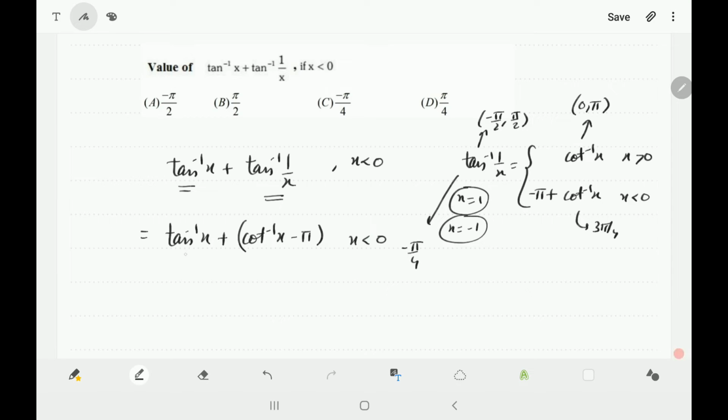Now we already know that tan inverse x plus cot inverse x is pi by 2. This is also a property. So the final answer for this problem will be minus pi by 2, which is option A.